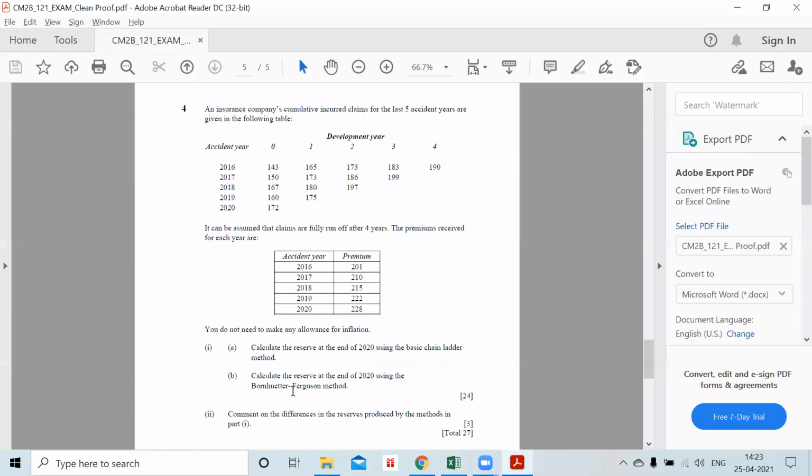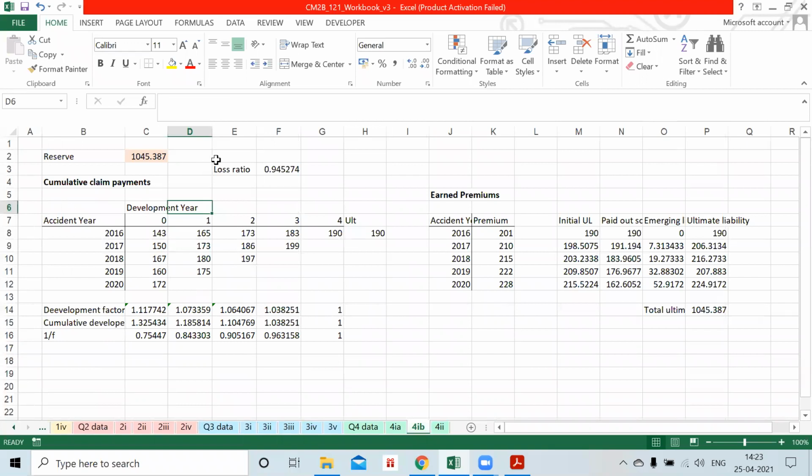For question 4 part B, it's the Bornhuetter-Ferguson method with no loss ratio given. So we have calculated the loss ratio on our own, just claims divided by the premium. So this is the loss ratio. We take an ultimate as 190, and then we have the initial ultimate liability, which is nothing but premium into the loss ratio for each case, different premium and loss ratio. Then the paid out so far depends on the initial liability into the development factors. So it will change accordingly.